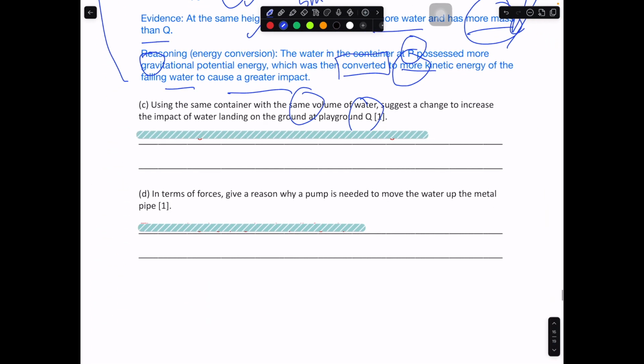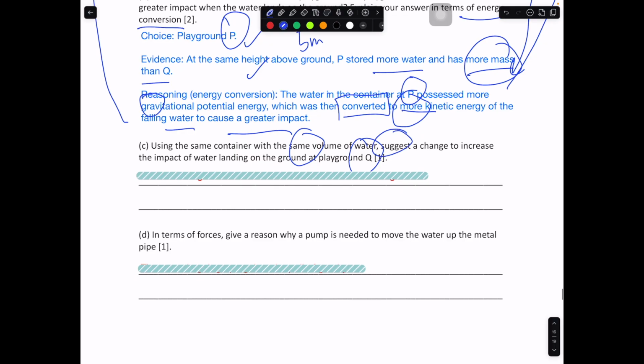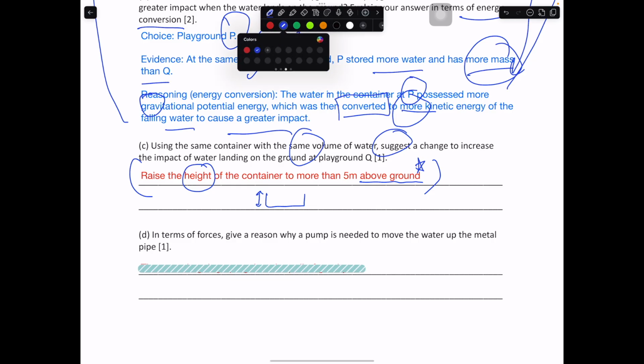So this part, we go back to this part. So this is just a suggestion. Don't have to explain about the energy conversion again. So raise the height of the container to more than 5 meters above ground. Okay, this part you have to be very clear. We are not talking about the height of the container. We are not talking about this height. We are not talking about this height. We are talking about the height of the container above ground.